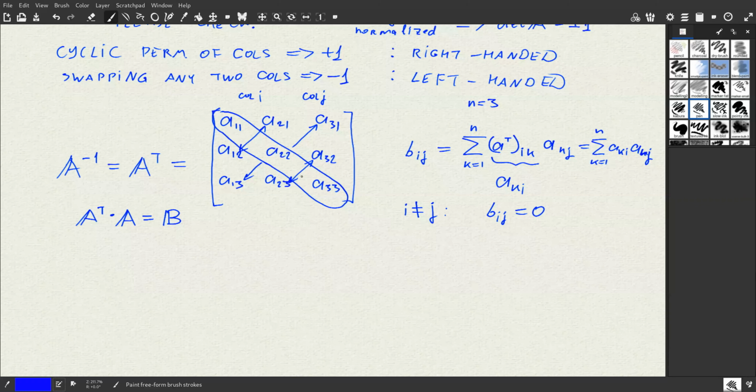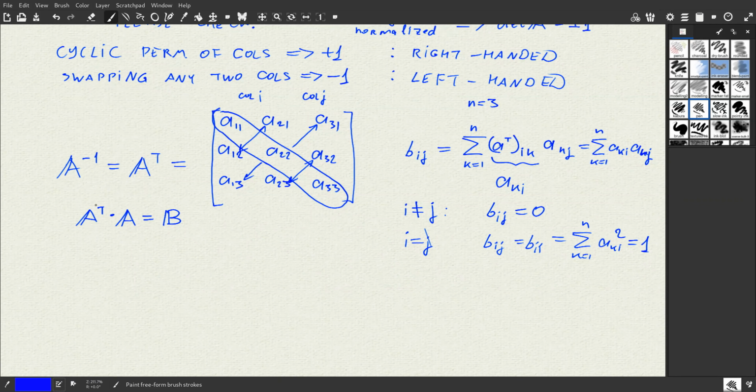And if we take I equals J, therefore it is the same column, and therefore in this case Bij, actually Bii, equals the sum from K=1 to N of AKI squared, and we know that due to the normality property it is 1.